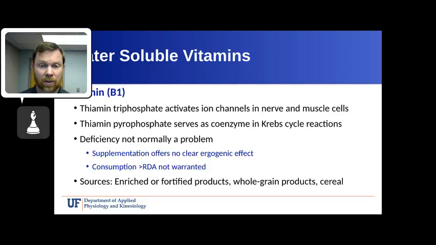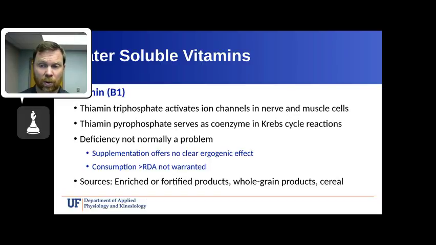Thiamine triphosphate is also a required coenzyme for several Krebs cycle reactions in support of ATP resynthesis through cellular respiration. Thiamine pyrophosphate also serves as a coenzyme for some Krebs cycle reactions, and thus thiamine supplementation has been theorized to have an ergogenic effect, particularly in endurance exercise.